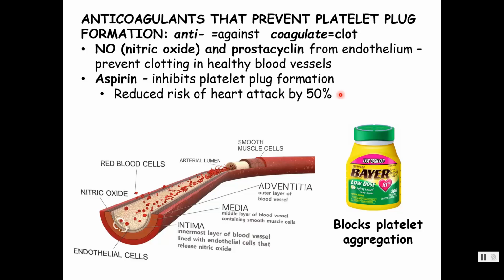So it's a really cheap and easy thing to do. Everyone 50 and older should do it. If you have someone in that age group that you love, just go buy them some baby aspirin. But it just helps to prevent that platelet plug formation. When we have inappropriate clotting in the vasculature of the heart, that's when you have a heart attack, and inappropriate blood clotting of the vessels going to the brain, that's when you have a stroke. So it helps prevent that.